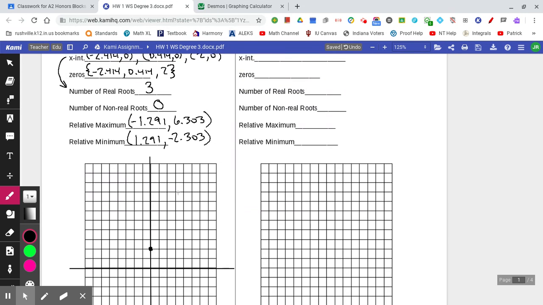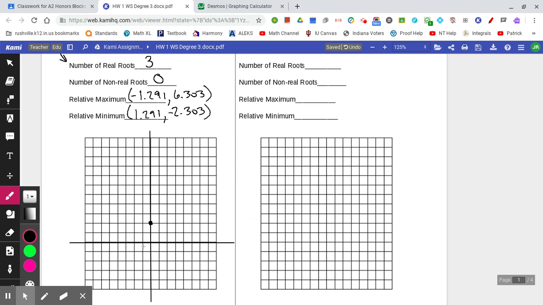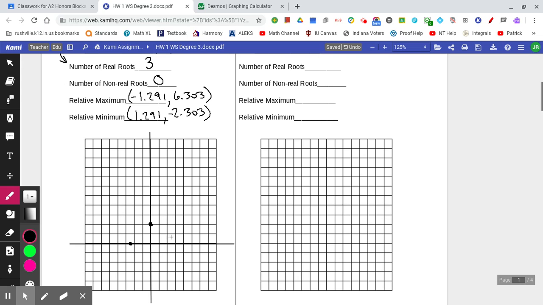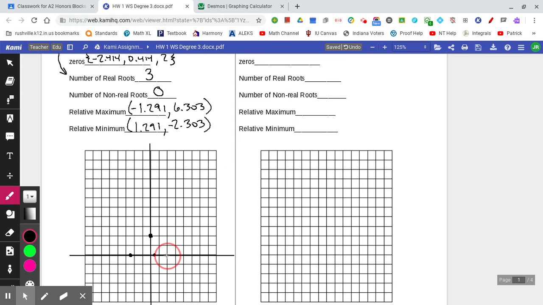Then I'm going to plot my x-intercepts. So negative 2.41. So I'm going to go just past negative 2. I'm going to go almost to negative 2.5 and plot a point on the x-axis. Positive 0.414 means I'm going to go almost to the halfway point in between 0 and 1, and I'm going to plot a point. And then (2, 0) means I'm at exactly 2 on the x-axis.